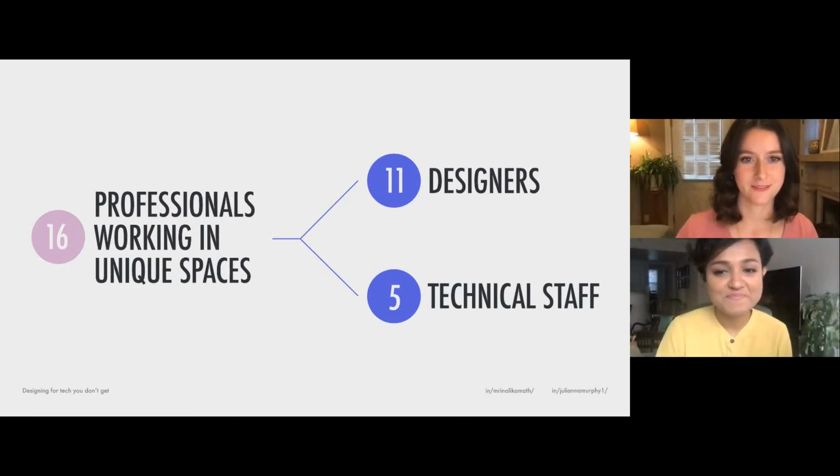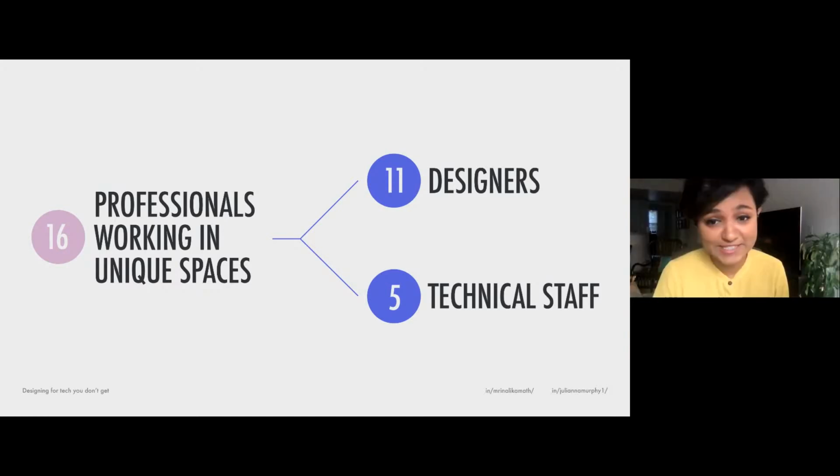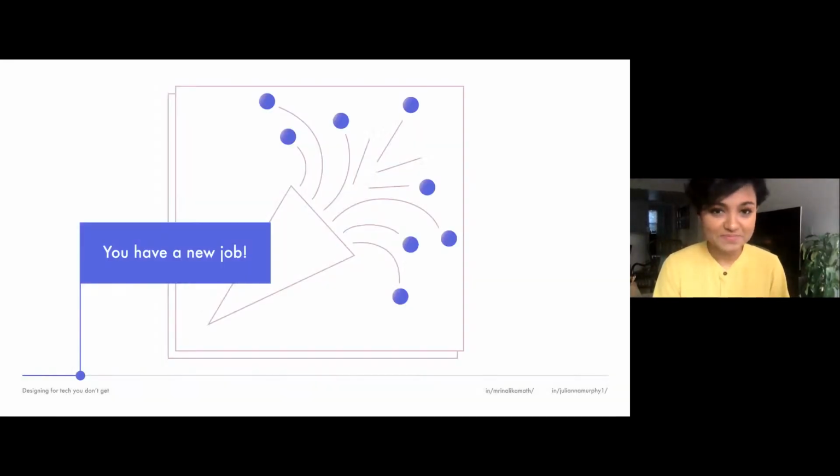And we know firsthand that these are challenging spaces to be in. And we weren't the only ones. So we talked to 16 people who range from designers to developers and product managers. And we ensured diversity in roles, backgrounds, and experiences by picking people from very junior to very senior levels. And the story I'm about to tell you is as much theirs as it is ours.